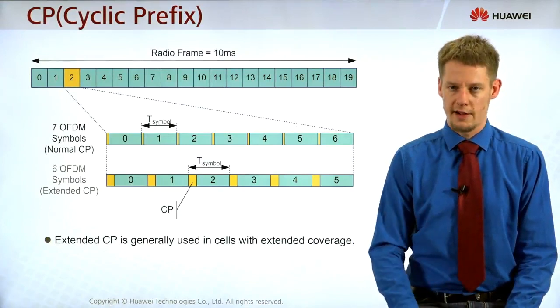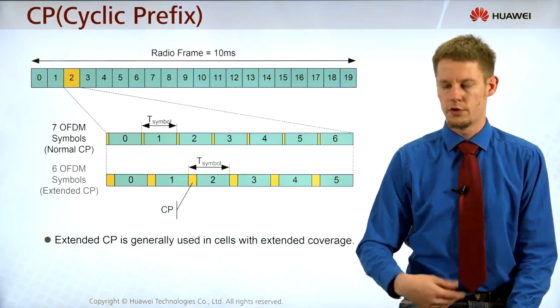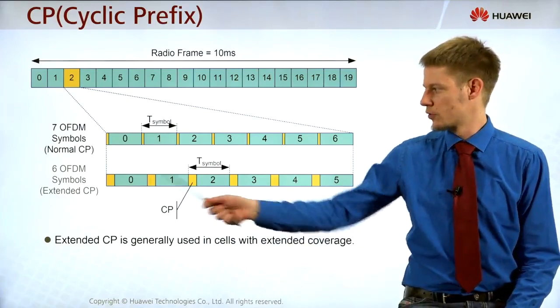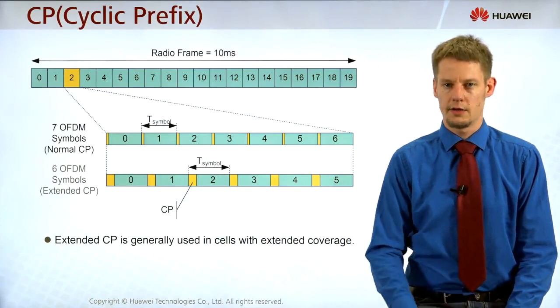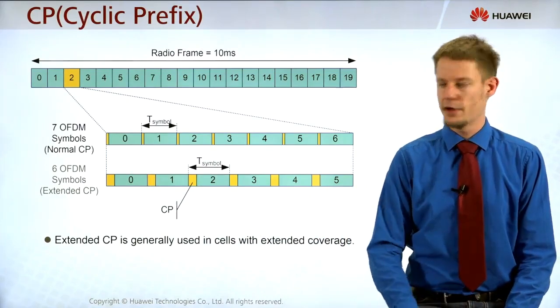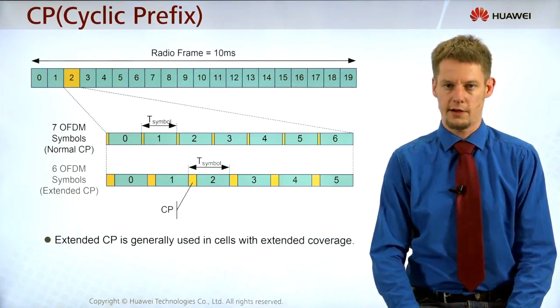For larger cells, where multipath propagation might be more problematic, we can have a so-called extended cyclic prefix. This means we have a longer cyclic prefix, but thereby we can only transmit 6 symbols within 1/2 millisecond.